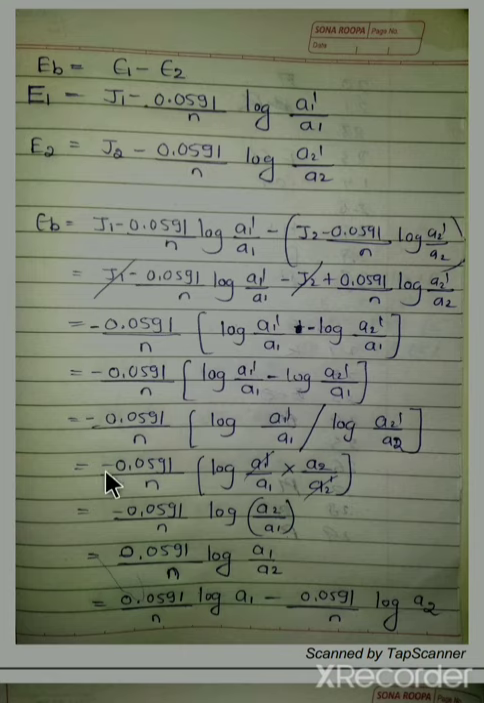Okay, now in the next step, as you know, we can write this term, log a by b whole divided by log m by n, as log a by b into n by m. Is it right? So the same thing you have to consider here. After writing this, you will have minus 0.0591 by n log of a1 dash divided by a1 into, this term will be reciprocal, right? So then I can write a2 divided by a2 dash.